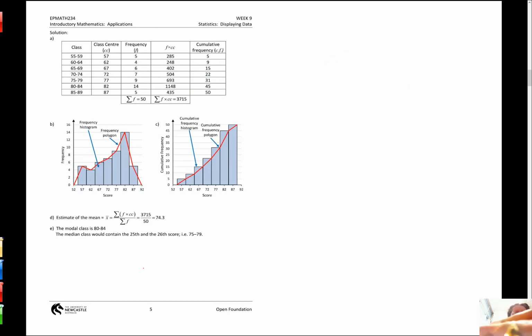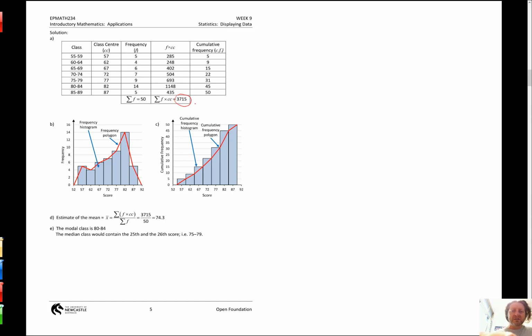We compiled the data. We did them in these classes, still like we did the last one. We wrote out our class centers. That all looks good. The frequencies we tallied up, and there was 5 of them, and so on. Yes, there was 50 scores in total. We said what was the frequency times each class center, assuming that the 5 scores are about 57. So we've done all that. Remember, this just meant sum. The sum of this column is 3715.